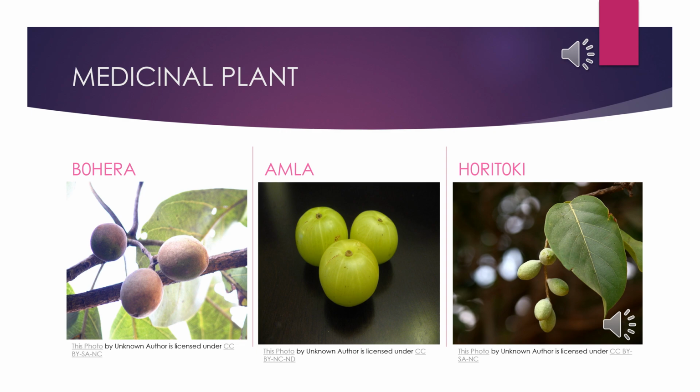Here we see another three very important medicinal plants. The left one is bohera, the middle one is amla or amlokhi, and the right one is horitoki. The fruits of these three plants together are called triphala. The first one is bohera. Here we see the fruits of bohera. Bohera is one of the fruits of triphala.